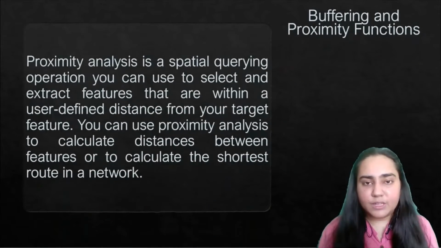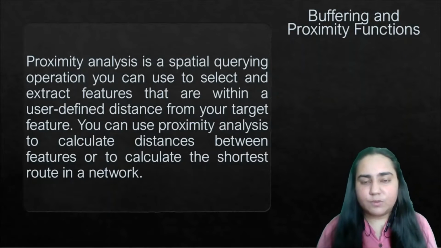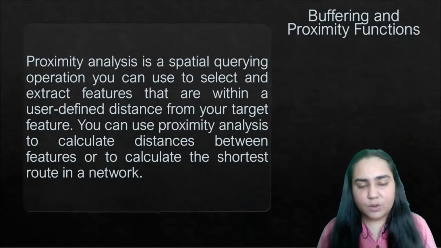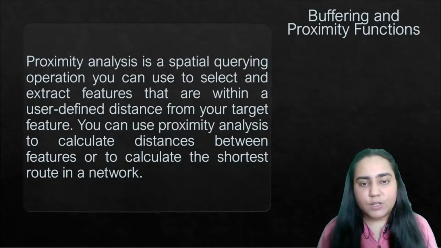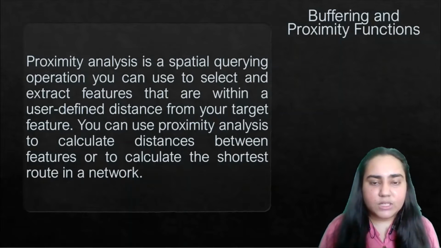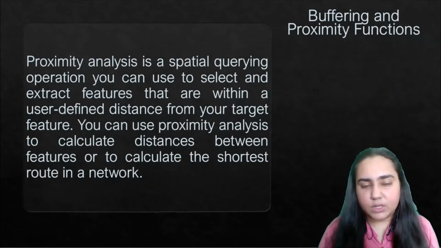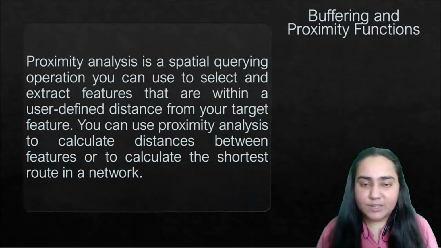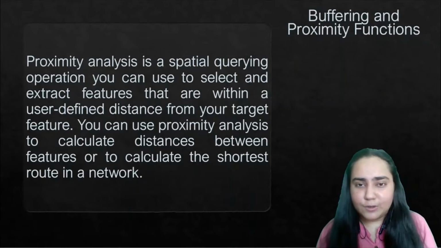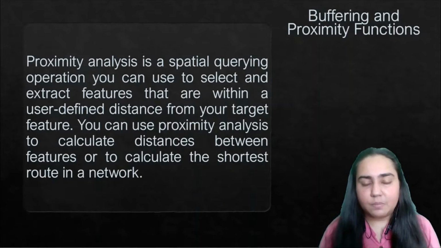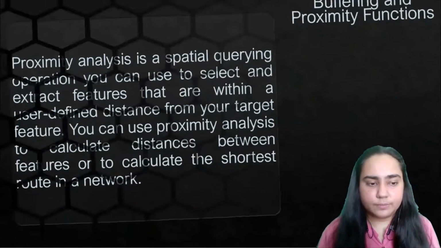Proximity analysis is a spatial querying operation that you can use to select and extract features that are within a user-defined distance from your target, almost like what we were trying to do, within 100 miles of this or 100 kilometers of this. You can use proximity analysis to calculate distances between features or to calculate the shortest route in a network. So if you wanted to reach from one place to another and calculate the shortest way or path to reach there, then for that as well, you could use proximity functions, buffering functions.